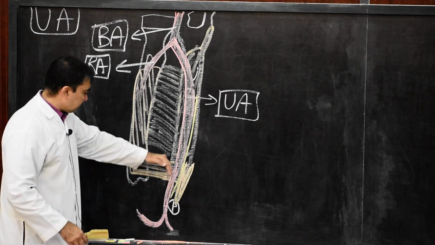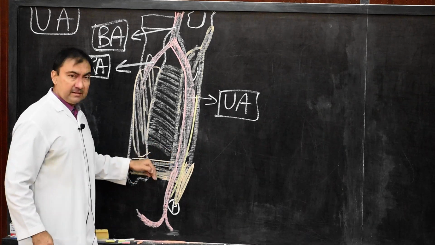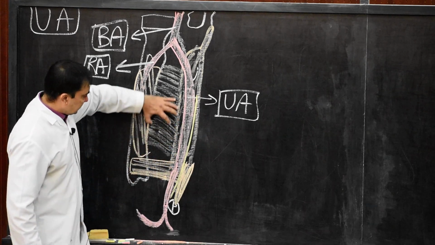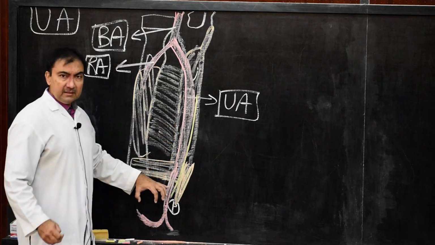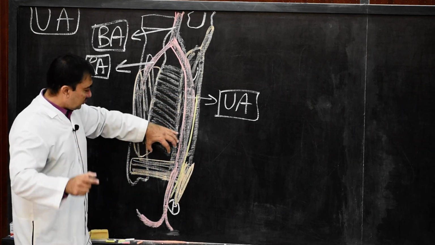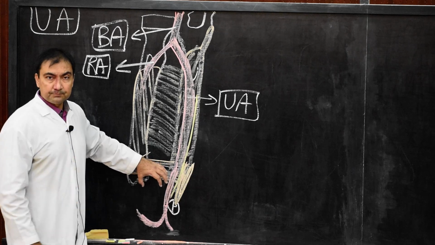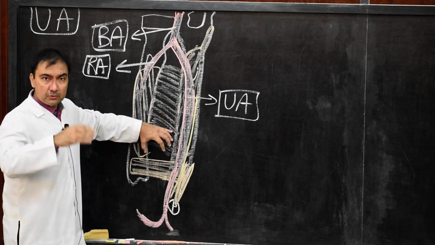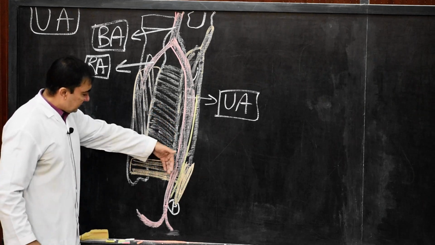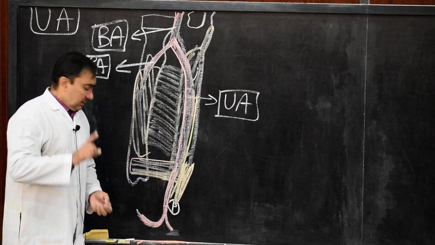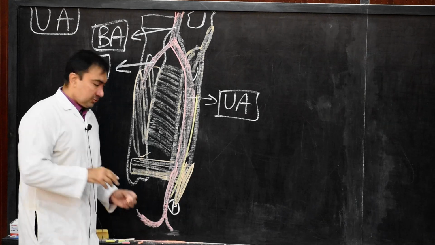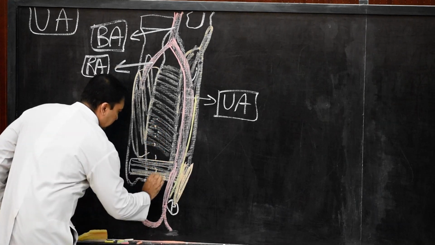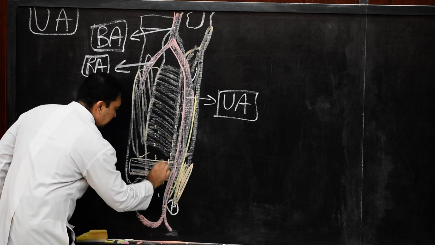Now the structure which is related lateral to ulnar artery, here where my hand is, will be flexor digitorum superficialis muscle. Flexor digitorum superficialis muscle, which we are not going to draw right now, will be related lateral to ulnar artery. So note down one thing. If I just draw this in dotted form, this is flexor digitorum superficialis.